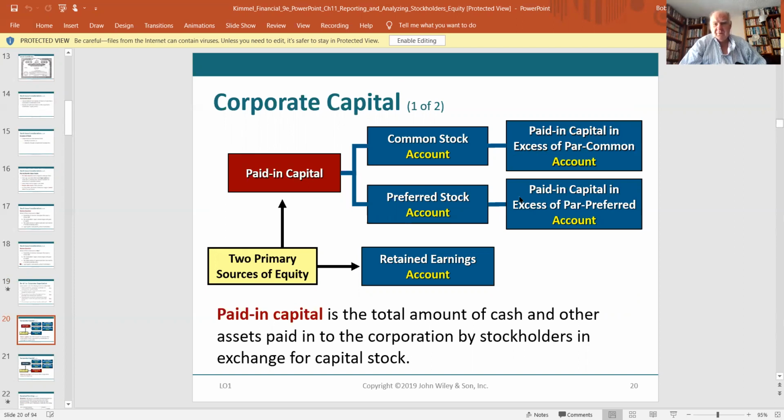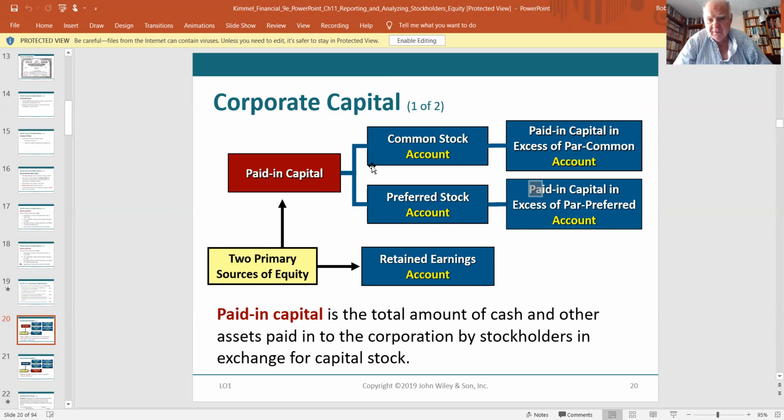Let's take a look at what our equity account now looks like. Paid in capital. This is an important consideration, an important item. Paid in capital is the total amount of cash and other assets paid to the corporation by stockholders in exchange for capital stock. You're going to learn it as paid in capital in excess of par. As you see it over to the right here, you have two sources of equity. They're talking about common stock and preferred stock, and we'll discuss them both in some detail here.